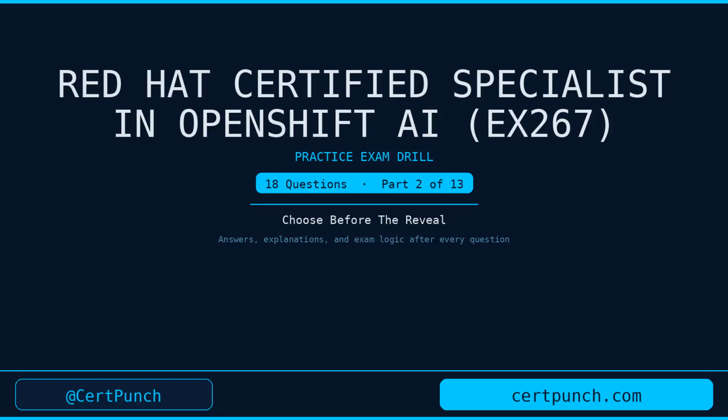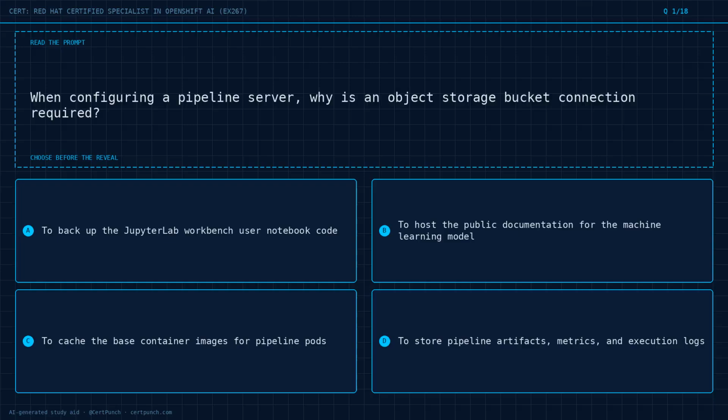Can you pass this Red Hat Certified Specialist in OpenShift AI EX267 practice round? You have 18 exam-style questions. Lock in each answer before the reveal, keep score, and use each explanation to spot the exam cue. Question 1 starts now. Question 1 of 18.